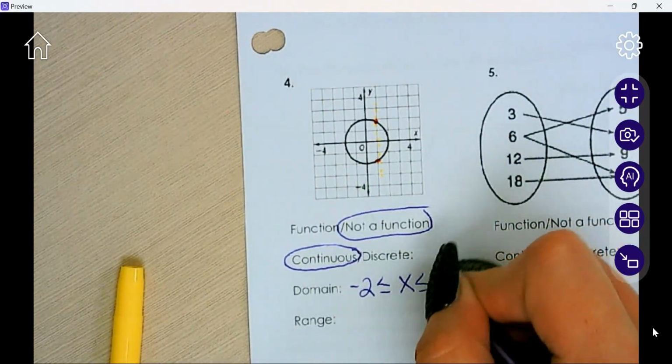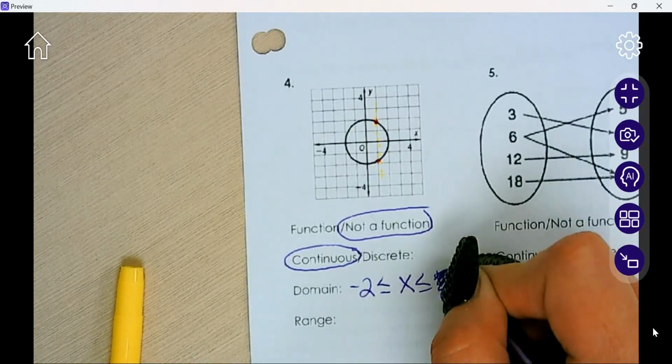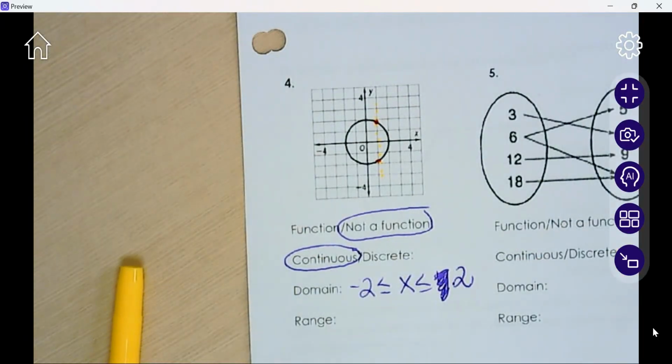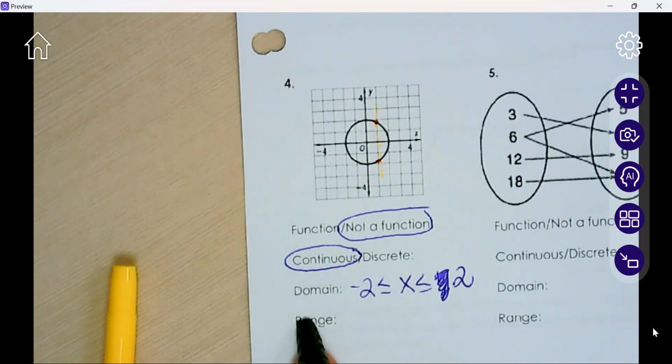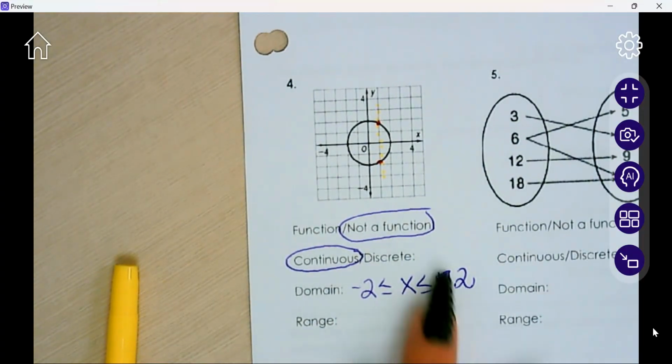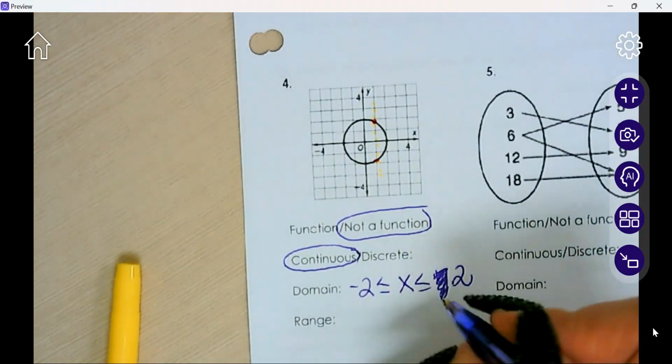Oh, I was getting ahead of myself. I was thinking about y for domain. Okay, I'm sorry, y for range. I was thinking ahead. Okay, so for my range, those are my y values. It's actually the same numbers, -2 to 2 as well.